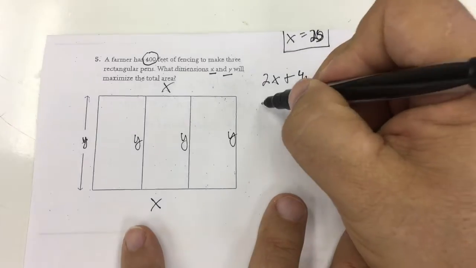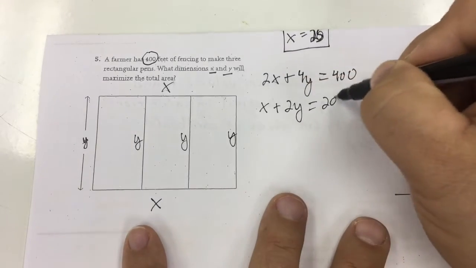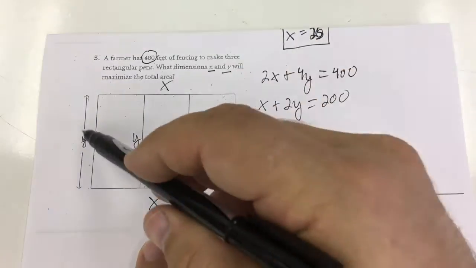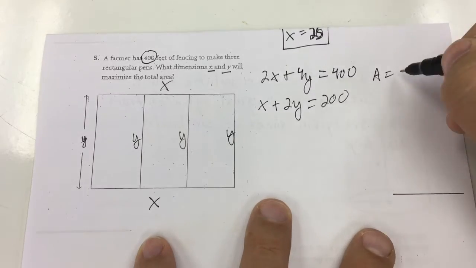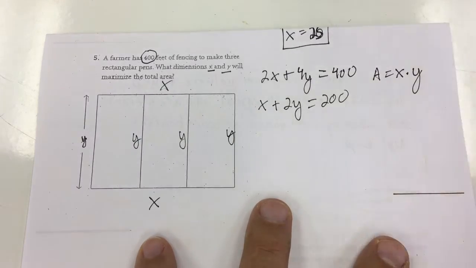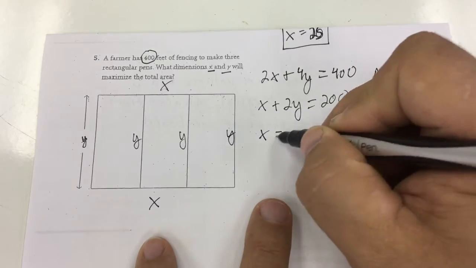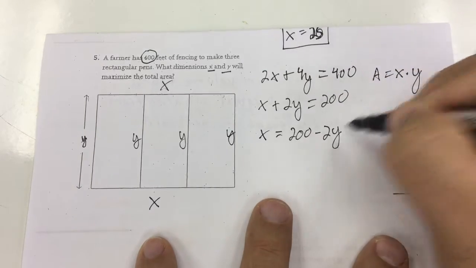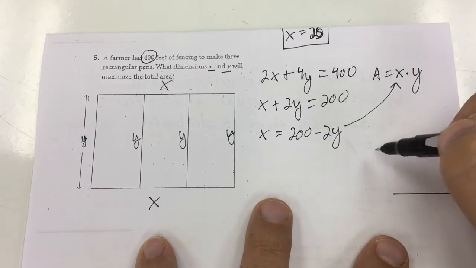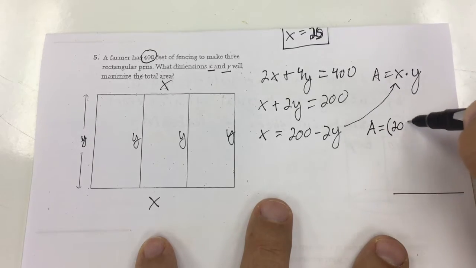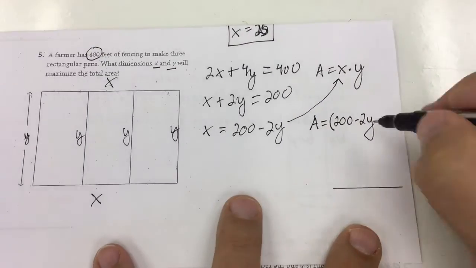Now for me, I like to simplify this. This is going to give me x plus 2y equals 200. I just divided everything by 2. Now the area of this field is going to be the area equals length times width, which is xy. So I can solve this for x because that would be more convenient and substitute it back in for my area problem. So x equals 200 minus 2y. And I'm going to substitute that in over here in my area problem. So area equals 200 minus 2y times y.